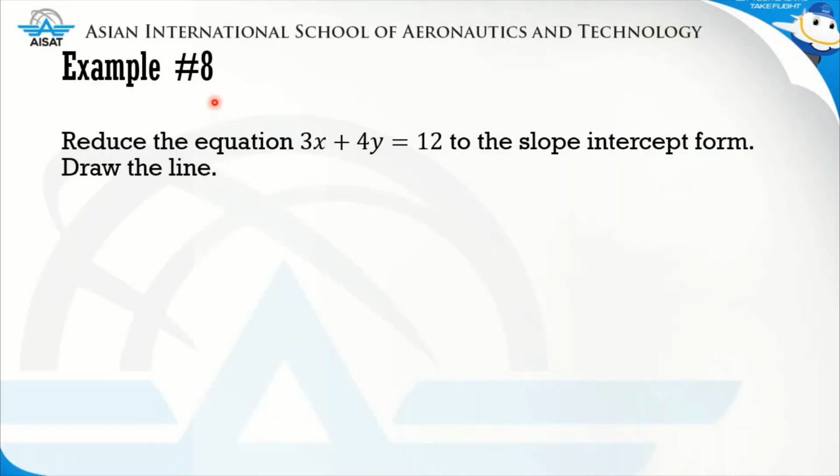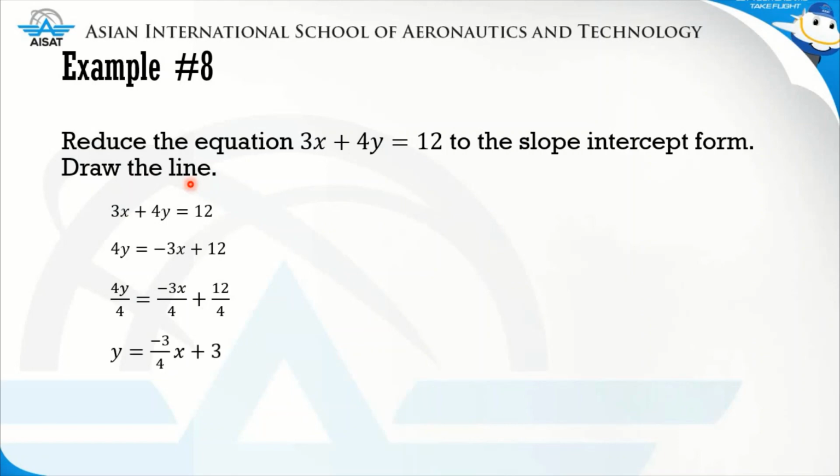Now let's have example number 8. Reduce the equation 3x plus 4y is equal to 12 to the slope-intercept form and then draw the line. So first we have to write our equation 3x plus 4y is equal to 12. Next is to isolate the 4y, so that leaves you with 4y is equal to negative 3x plus 12. Next is dividing every term by the coefficient of y. We'll have 4y over 4 is equal to negative 3x over 4 plus 12 over 4. Simplifying this, we'll have y is equal to negative 3 over 4 x plus 3.